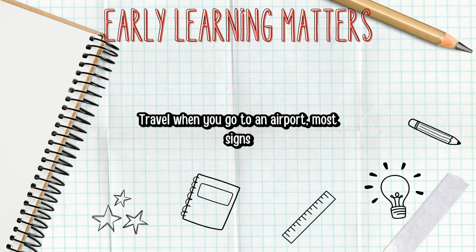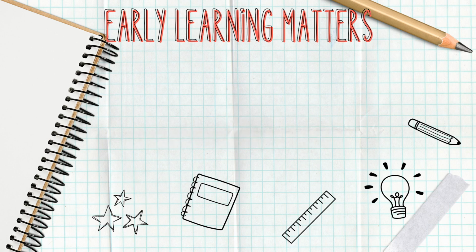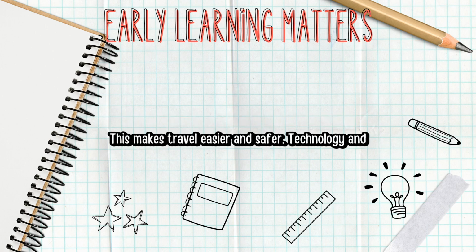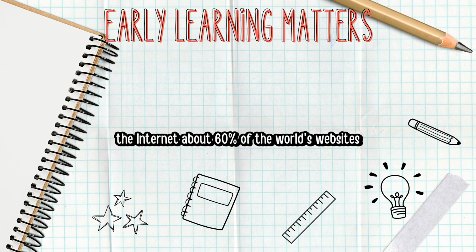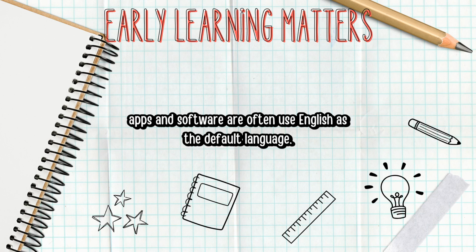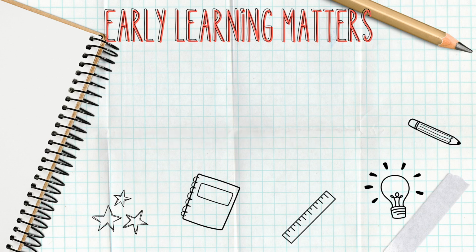Travel. When you go to an airport, most signs are in English. Hotel staff, taxi drivers, and tour guides often speak basic English to help tourists. This makes travel easier and safer. Technology and the Internet. About 60% of the world's websites are in English. Social media platforms, apps, and software often use English as the default language. Even when you learn coding or computer skills, many instructions are in English.